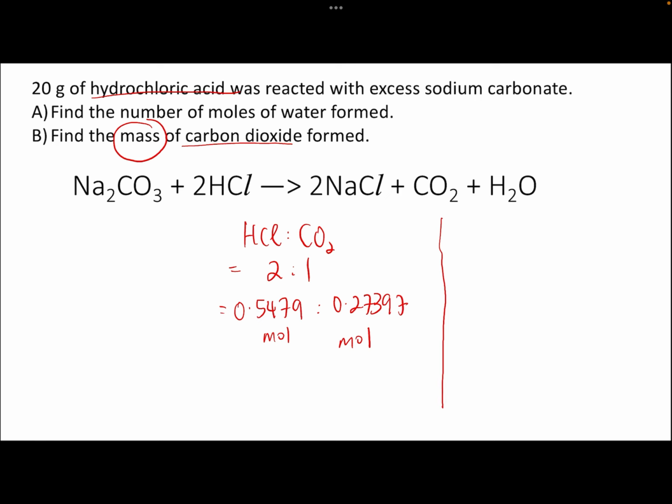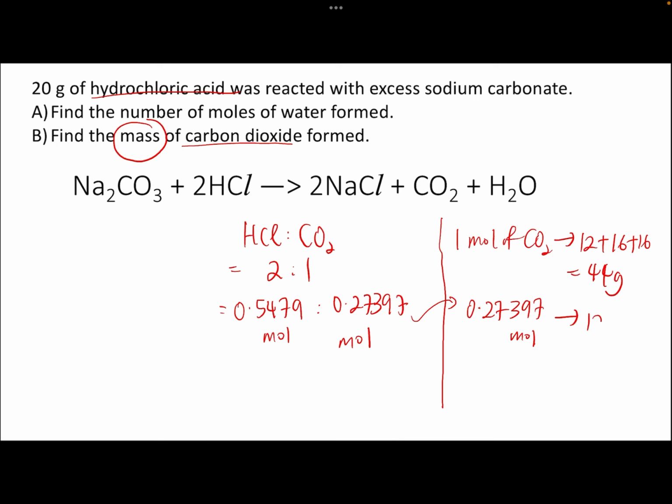So here is my extra working column on the right hand side. So 1 mole of carbon dioxide. If I use my periodic table, I know that the relative atomic mass of carbon is 12, oxygen is 16. So this will give me 44 grams. And what does my question want? My question wants 0.27397 moles. And I just take this times 44 grams. And that will be 12.055 grams. So to 3 sig fig, it will be 12.1 grams. And that is your answer.